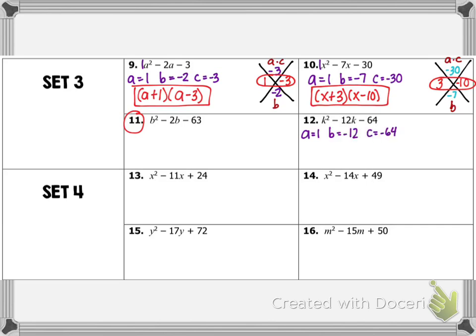Try 11 and 12. Again, I'm just labeling a, b, and c and drawing the x. A times c is negative 64 and b is negative 12. So what number multiplies to negative 64 and adds to negative 12? This one you might have to use your calculator for. So just start dividing 64 to see how we can make a negative 12 when we combine these terms. If we did 16 minus 4, that's a positive 12. So we need to do 4 minus 16, which is a negative 12, and 4 times negative 16 is negative 64. So that's your answer.